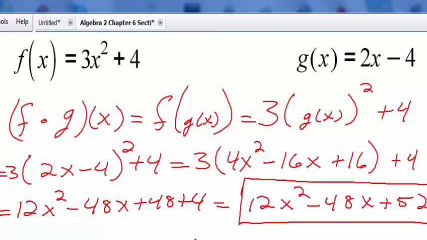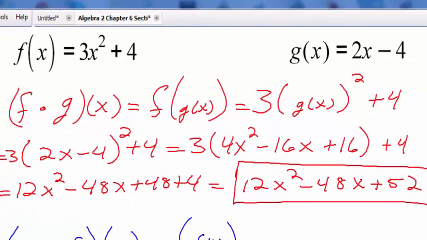You want your final answer to be in standard form, no parentheses, because I have to get rid of the set of parentheses. So I distribute the 3 in, and then I group up my like terms, which there's only 2, 48, and 4. So, take a deep breath for a moment.